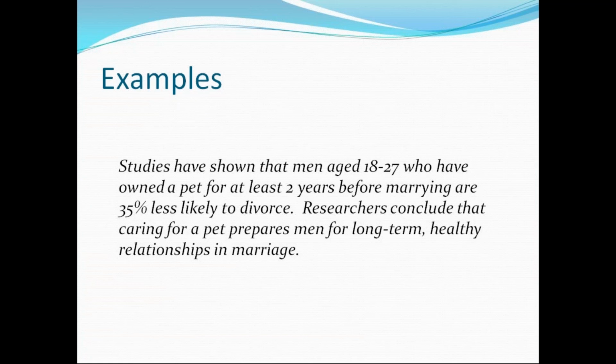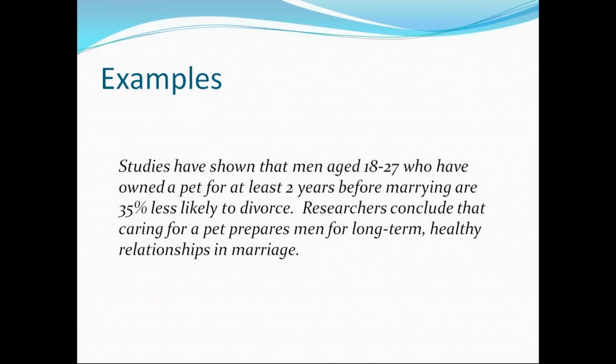Studies have shown that men aged 18 to 27 who have owned a pet at least 2 years before marrying are 35% less likely to divorce. Yeah, the assumption there would be less likely than those who do not have a pet. But we've got here that it prepares men for long-term healthy relationships. I think those are unjustified. Yeah, that's the problem. You can still be married and have unhealthy relationships. Yes, that's right.